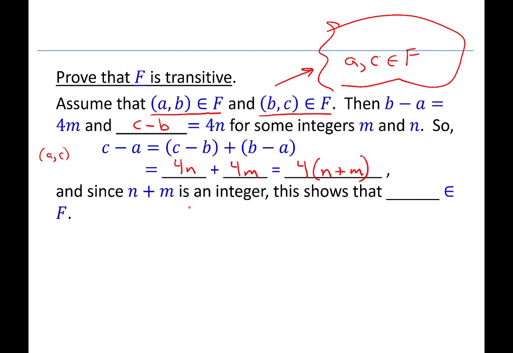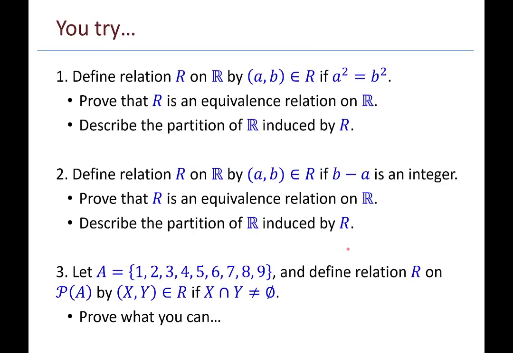Since n plus m is an integer, this shows that c minus a is divisible by 4, and so (a, c) must be in the relation. And there it is. So we've shown that my relation is symmetric, reflexive, and transitive. And so the relation f is an equivalence relation. Here are 3 more relations for you to try.